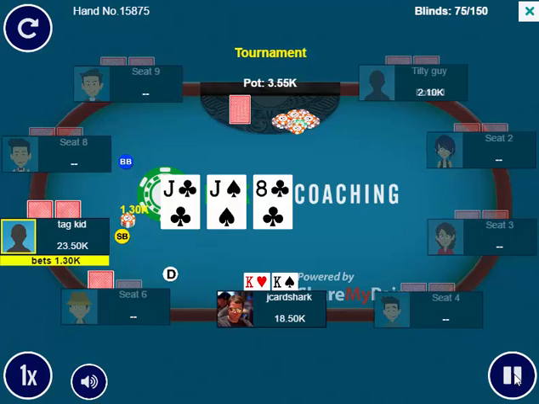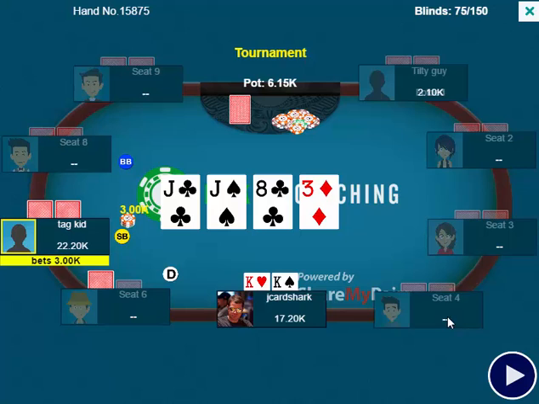I'm definitely going to call. I don't see any merit in raising. If we raise, our opponent's going to play very well, probably continuing mostly with a jack or pocket aces or pocket queens. So we really want to keep our opponent in with all of his potential bluffs.